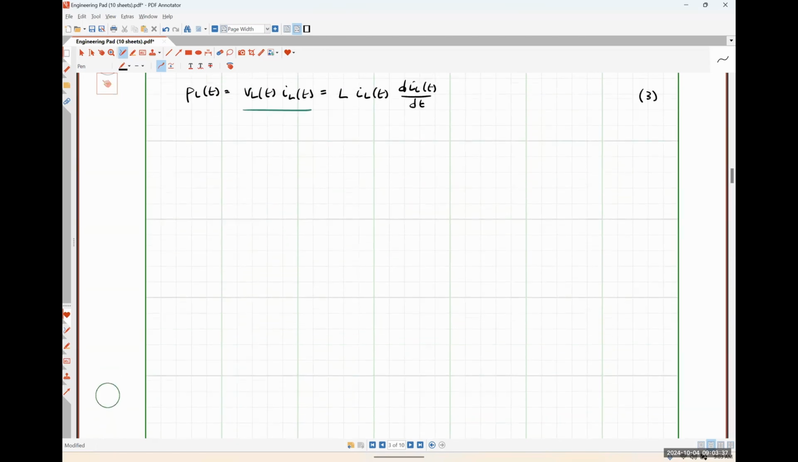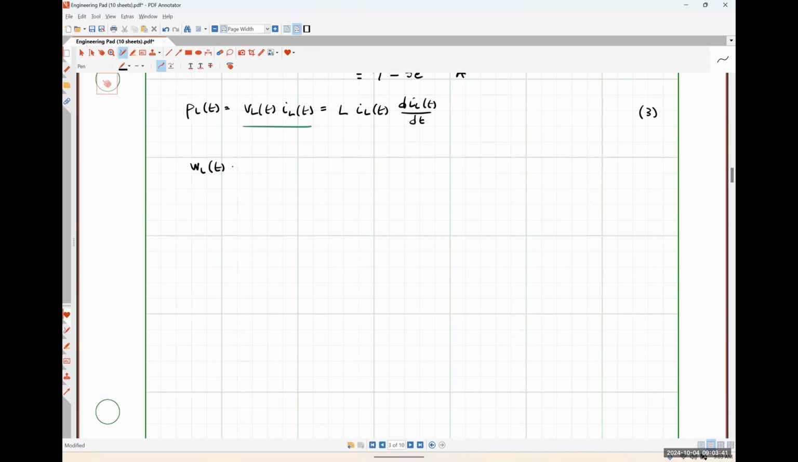So the energy absorbed by an inductor is, by definition, the integral from negative infinity to some point in time that we're interested in of our power. And again, this relationship is just from the second day of class, right? Power, excuse me, energy is the integral of power, or power is the derivative of energy, okay? So let's substitute some things in here. We're going to have the integral from negative infinity to t of L times I_L of t prime, dI_L of t prime over dt prime.